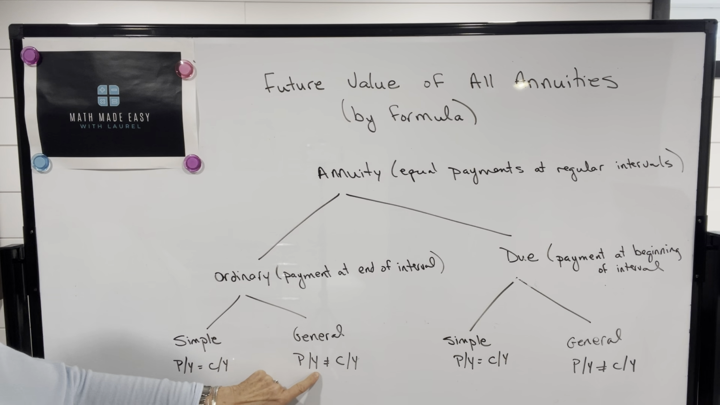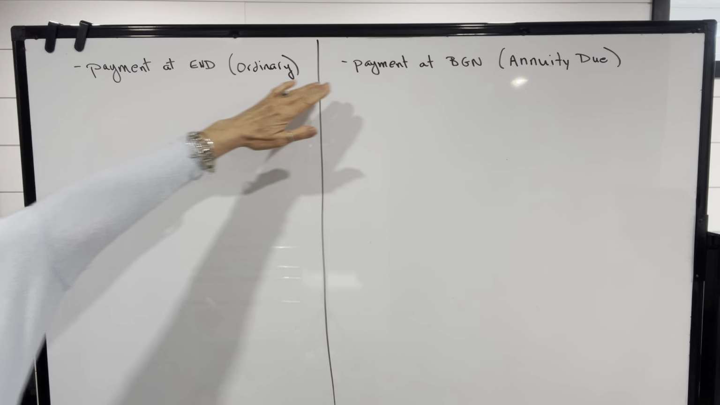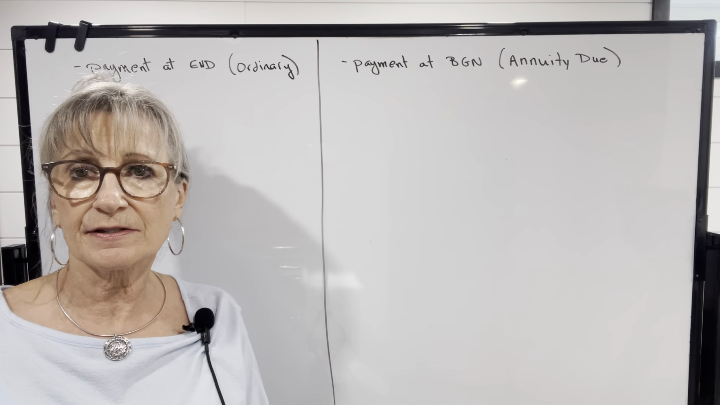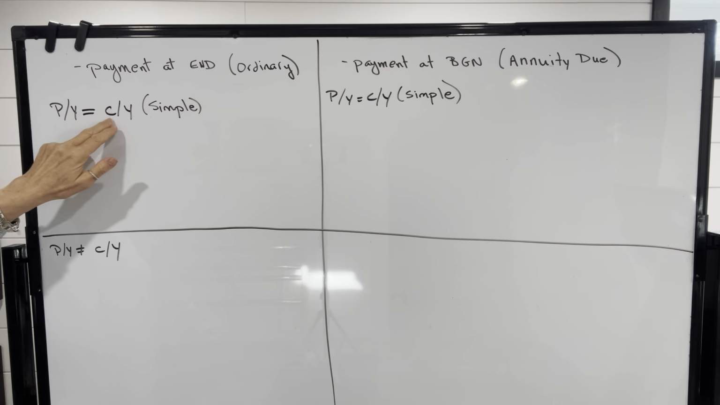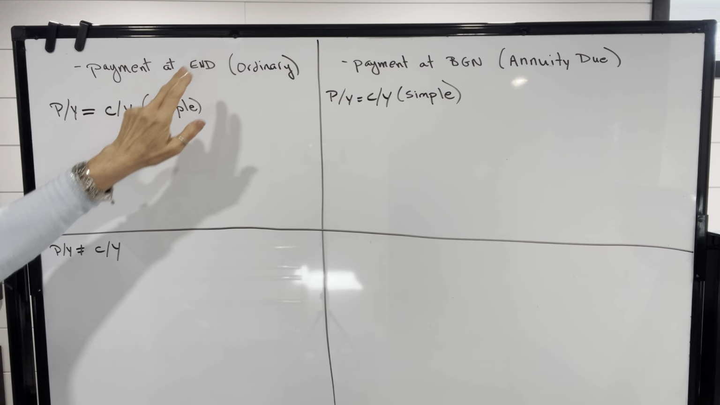So let's start off with the first characteristic of when the payment is due. If the payment's at the end, it's an ordinary annuity. If it's at the beginning, it's an annuity due. Then our next characteristic is the frequency of the compound periods and the payment periods. If the frequencies are equal, it's a simple annuity. And if the payment is at the end, it's an ordinary simple annuity.